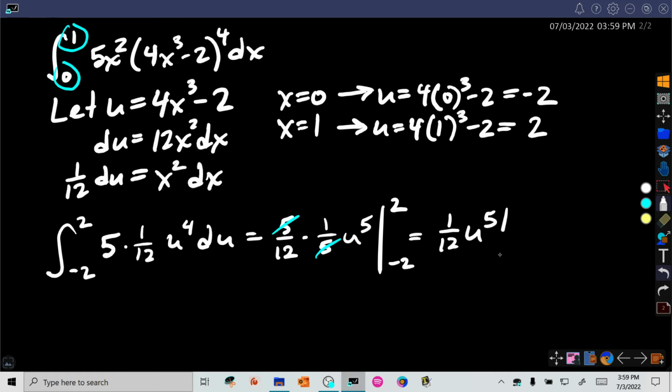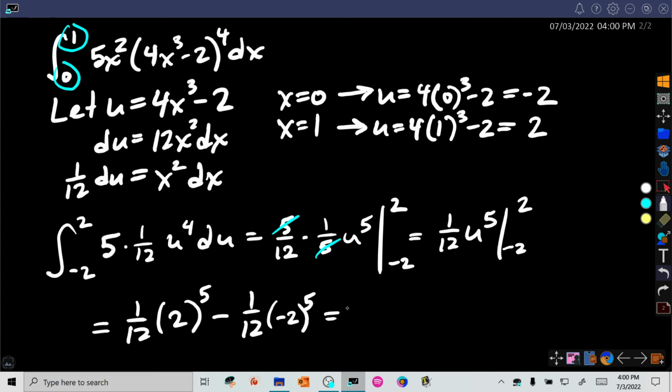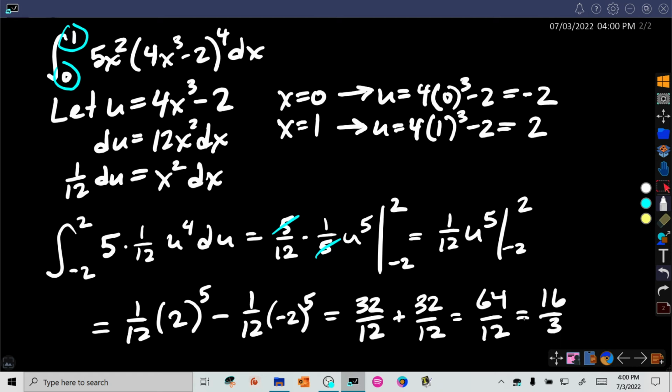1/12 u to the fifth between minus 2 and 2, which means that this is equal to 1/12 times the upper bound first. So we do 2 to the fifth minus 1/12 times minus 2 to the fifth. So 2 to the fifth, 2, 4, 8, 16, 32. 32/12. That's what this is. And then over here, since it's to the fifth, it's minus 32, and minus a minus is a plus. So this is going to be plus 32/12, which is equal to 64/12. And this is equal to 16/3. Okay, so that's our final answer.